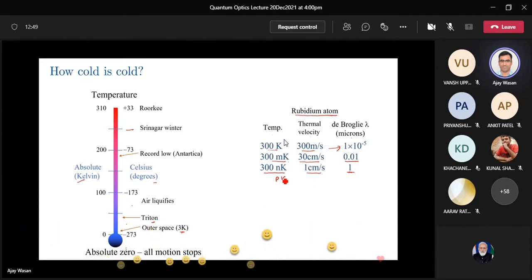You cool down so much, so you must have read, if some of you have read a little more physics, delta P, delta X, which corresponds to h.